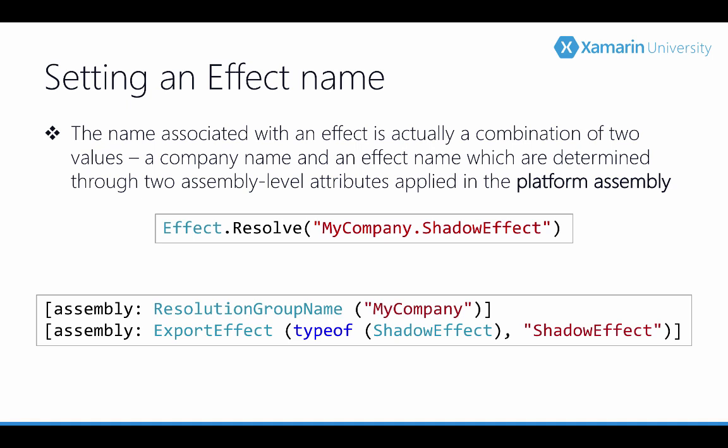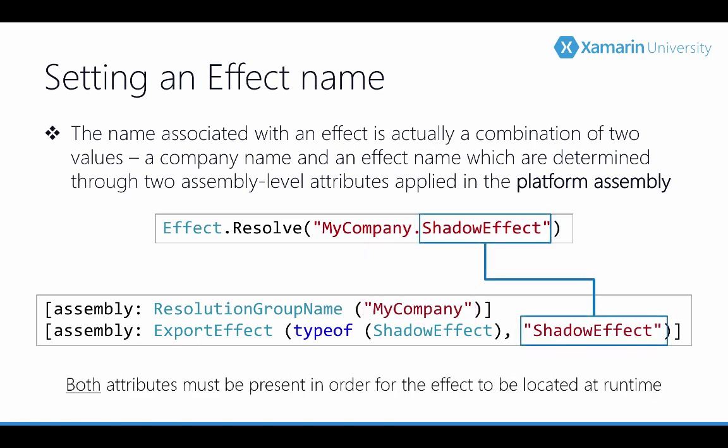The final step is to associate our name that we're using to identify the effect with the effect itself. And this is actually a two-part process. Effect resolve expects two parts of the name separated with a dot. That's the company name or the group name and the effect name. Now these two parts are then defined in each platform assembly through assembly level attributes. ResolutionGroupName identifies the first part, the company name, and this is prepended on every exported effect in the assembly. And then ExportEffect identifies the effect name itself.